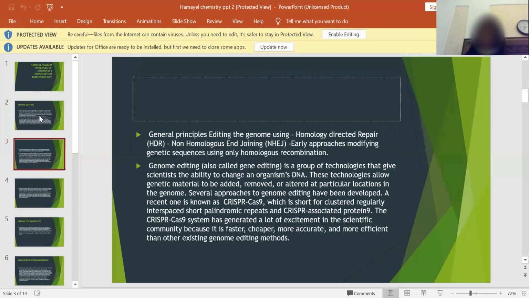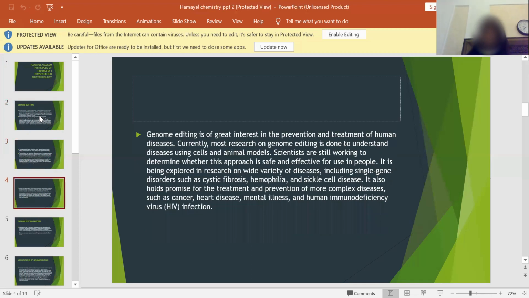Several approaches to genome editing have been developed. A recent one is known as CRISPR-Cas9, which is short for Clustered Regularly Interspaced Short Palindromic Repeats and CRISPR-associated protein. The CRISPR-Cas9 system has generated a lot of excitement in the scientific community because it is faster, cheaper, more accurate and more efficient than other existing genome editing methods.